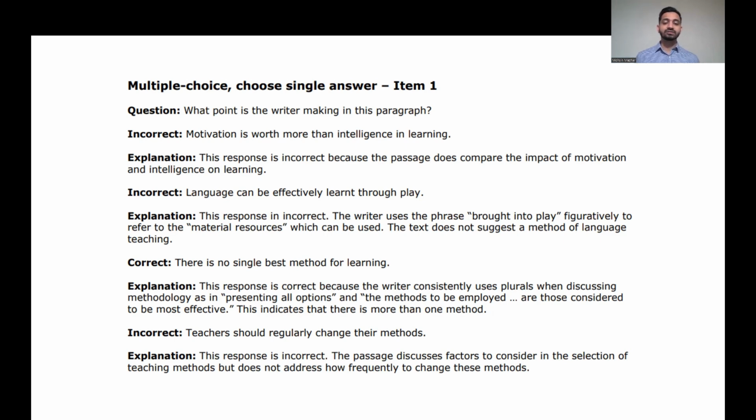This response is correct because the writer consistently uses plurals when discussing methodology, as in presenting all options. That's what I was talking about. Presenting all options, so it can't be one option. There are more than one option. So obviously there's no one single best method for learning. And the methods to be employed, the methods, it's a plural again, are those considered to be most effective. This indicates there is more than one method of learning, right?